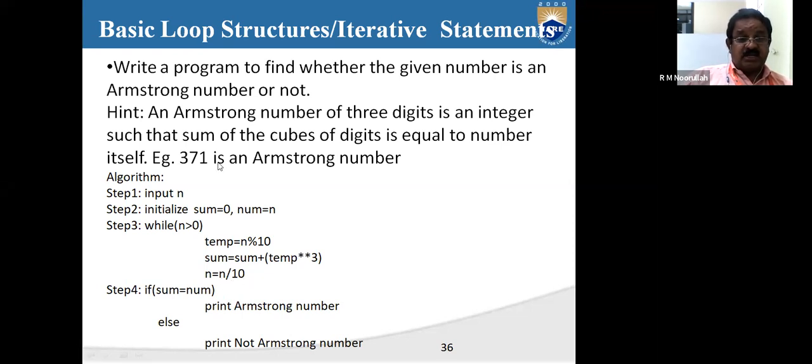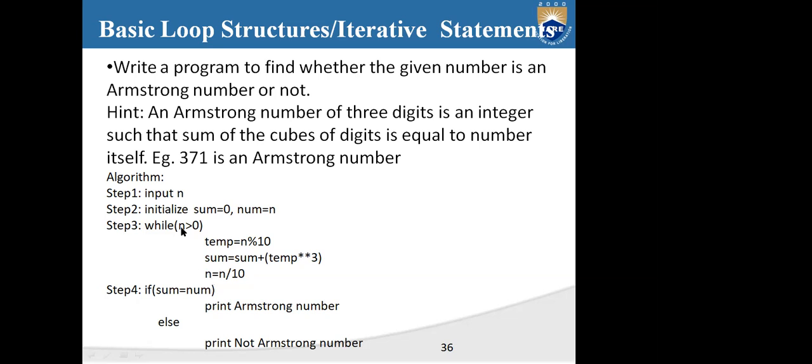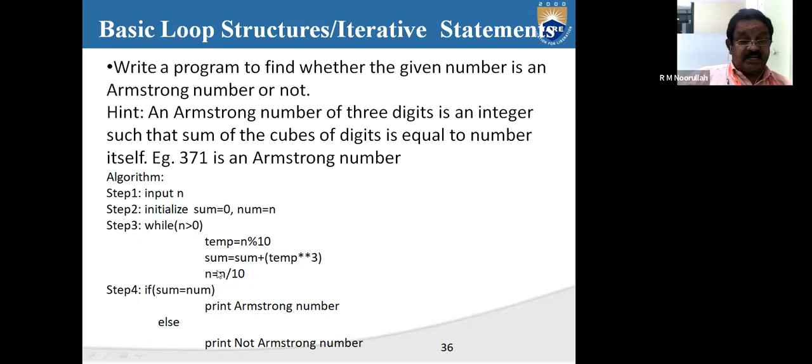Now what is the number that you are given? 371. 371 divided by 10, what's the value you are going to get? n equals 37. Then it is going to check the condition. You see that indentation is more important. So the while loop, these are the statements it is going to make use of. The if statement, if else, you will make use of later. So here once again n will become 37.